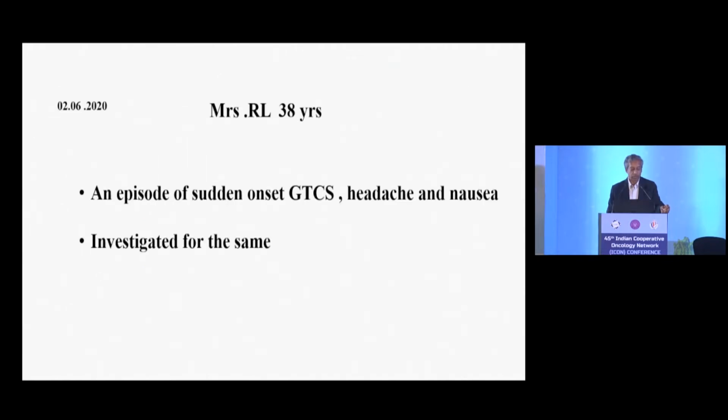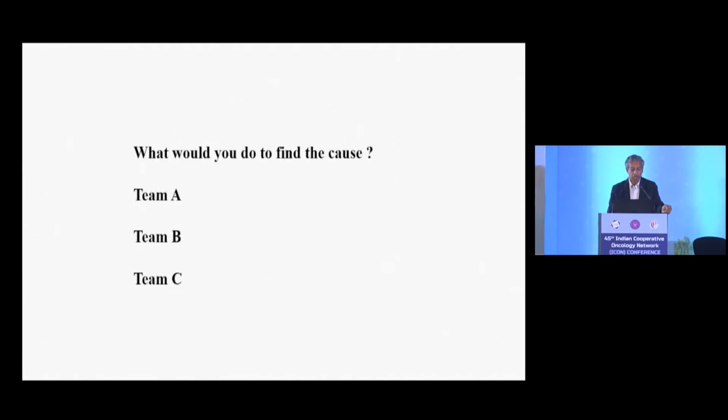So this patient was seen on 2nd of June 2020. She's a 38-year-old lady. She presented to her GP with an episode of sudden onset of GTCS, headache and nausea, and was investigated for the same. So let's start with what would you do to find the cause? Team A, then B and C. Team A is from the government setup, Team B is partially funded and some insurance, and Team C is they can afford anything under the sun.